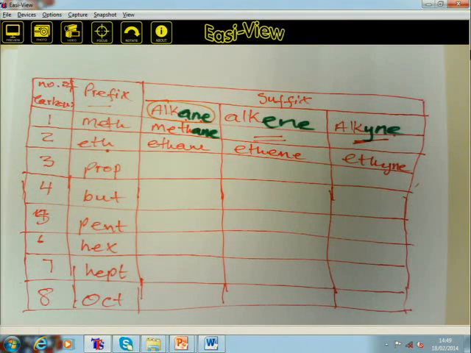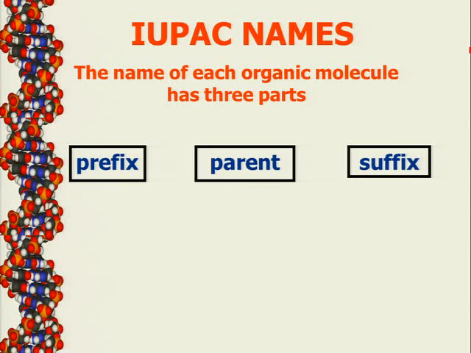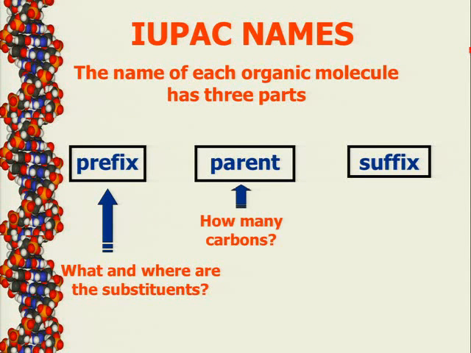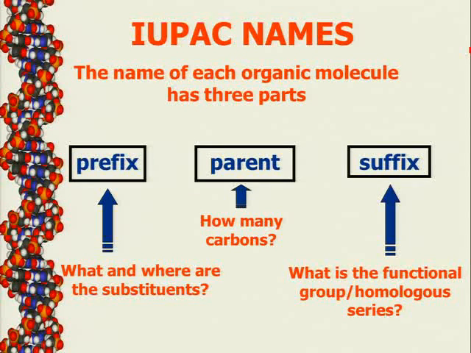And then we also have the parent name, which is determined by the number of carbons, and then the suffix will be determined by the homologous series or the functional group. Here we are looking at the number of bonds that we have between carbons. Whether we've got single bonds between 2 carbons, that will be alkane, so it ends with A-N-E for the alkane. If we've got double bonds between 2 carbons, you will have an alkene, and then the name of the compound will end with E-N-E.